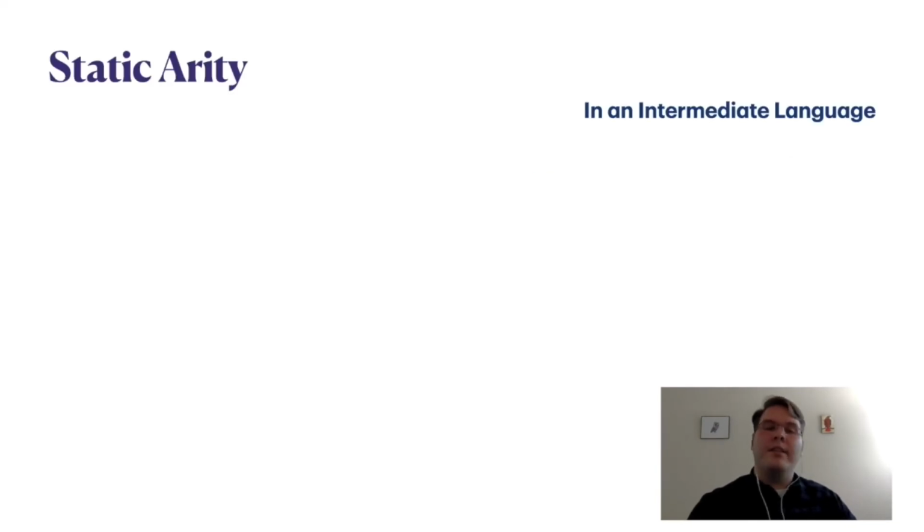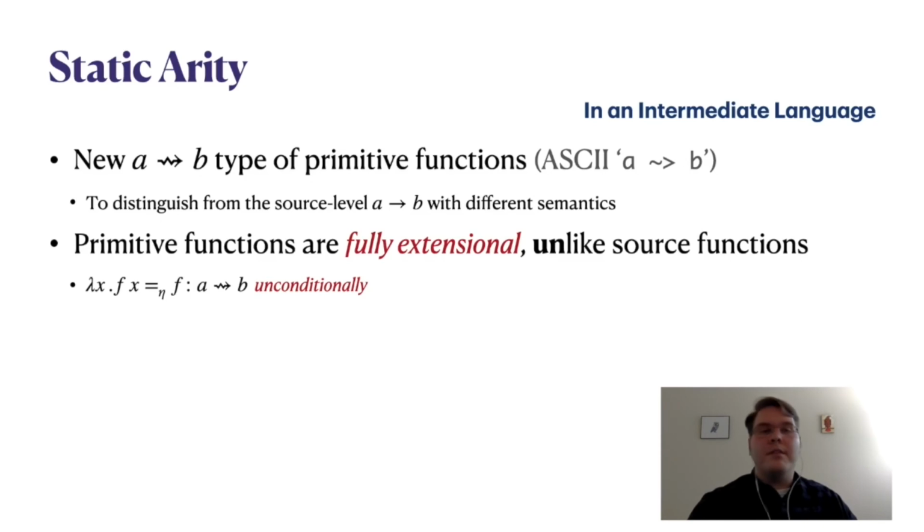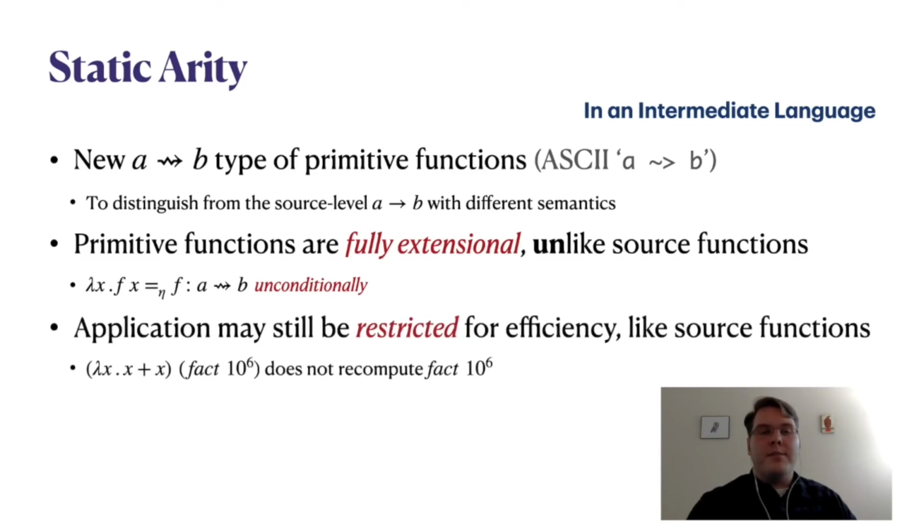Here is our general approach to the design of an arity-aware intermediate language. First, we add a new type for primitive functions denoted by the squiggly arrow rather than the normal straight arrow to help distinguish them from functions in the source programming language that have a slightly different semantics. In particular, primitive functions are fully extensional, and this is different from the functions in normal programming languages like Haskell and OCaml, where the eta law might not apply to all expressions of a function type. However, application may still be restricted for efficiency for the purposes of languages semantics. So, for example, in the case where a parameter is used more than once.